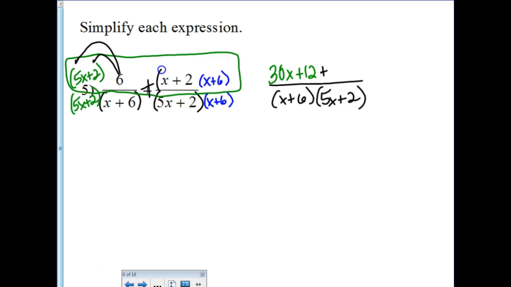Okay, this is bad news. You guys have to multiply x plus 2 times x plus 6 together. So I'm going to need you to FOIL this out.